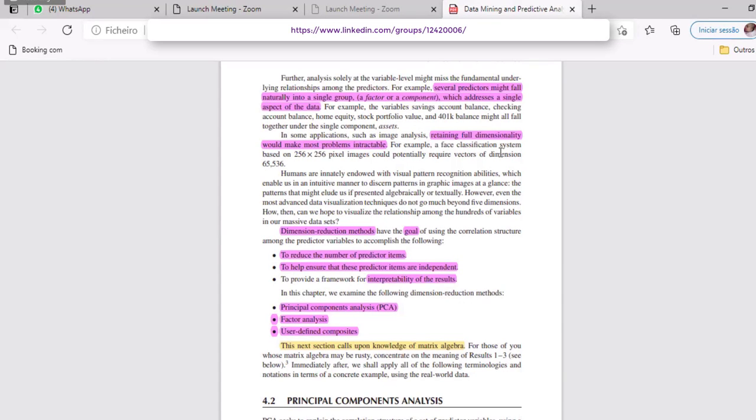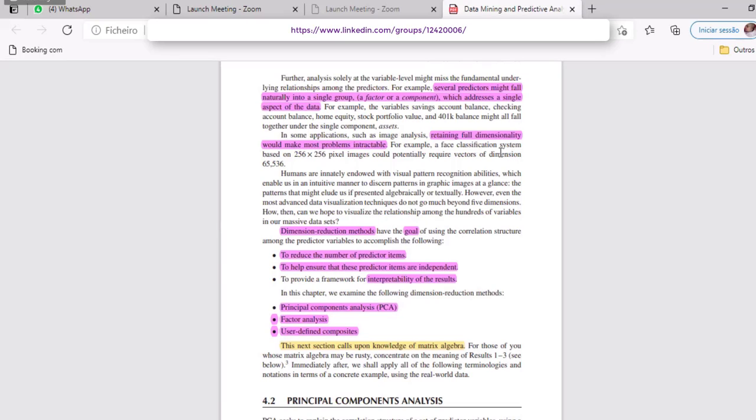And for the dimension reduction methods, we use the correlation among the several predictors. The goal of using this correlation is to reduce the number of variables or predictors in the model. It's to ensure that the predictors are independent, because if they are not, those problems that I told you about in the beginning could happen, and also to allow better interpretability of the results that we get from the model.